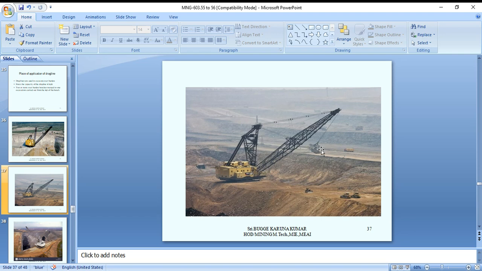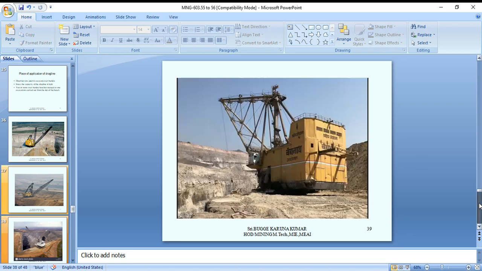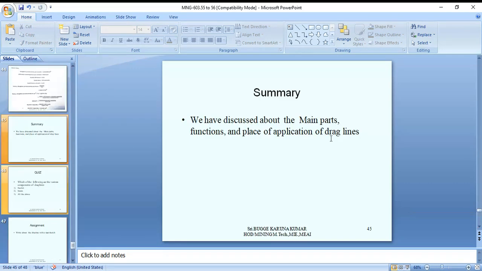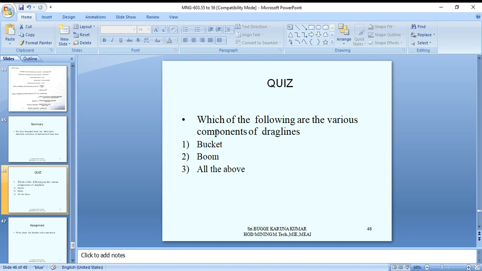And in the bucket features, you observed the bucket chains, how they are linked, and how the angle is maintained. The superstructure is a big, dominant machine in opencast mining. I hope you are aware of the complete parts and their applications, and we have discussed the various functions. Then I go to one quiz which is important for your competitive exams, like GATE or junior mining engineering examinations. It is one model I have given here.